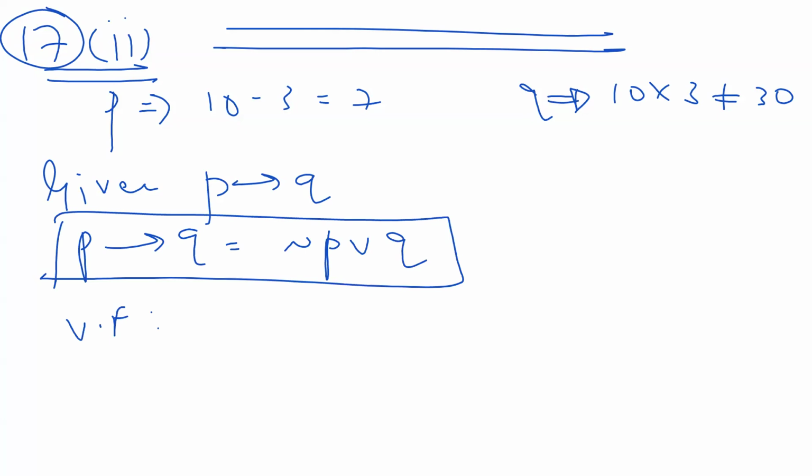Can someone tell me the verbal form now from the girls? Yes, girls are not replying. Boys, can you tell me? So 10 minus 3 does not equal 7, or 10 into 3 does not equal 30. Correct. Good.